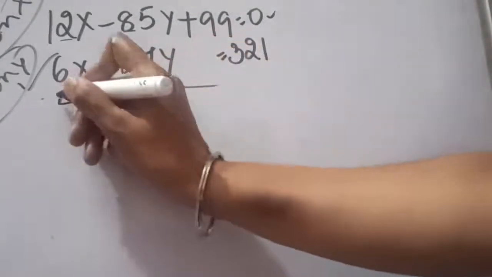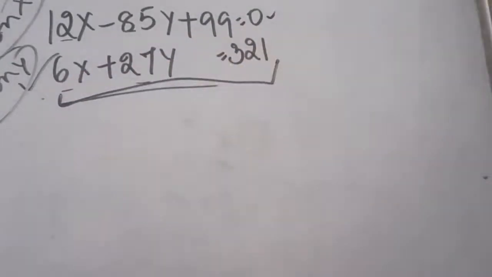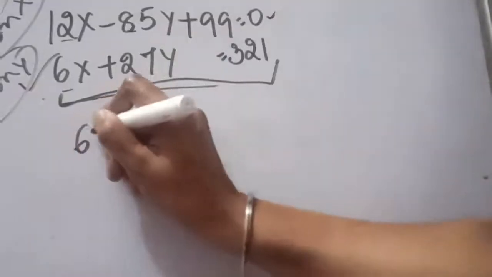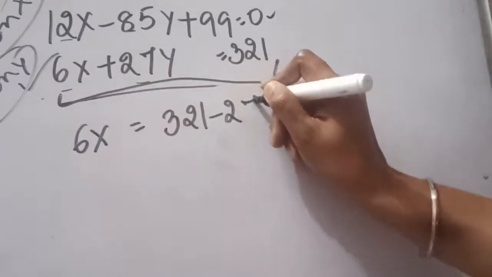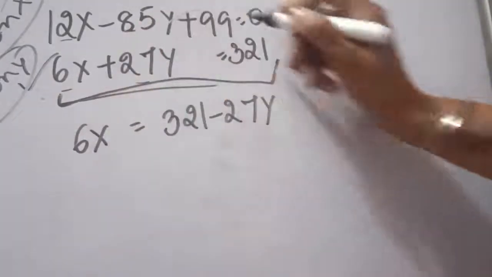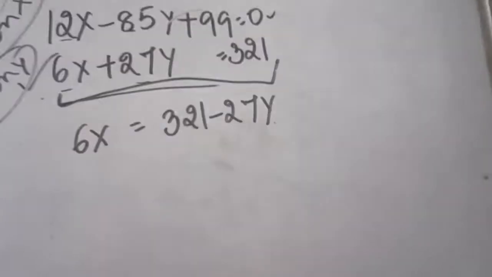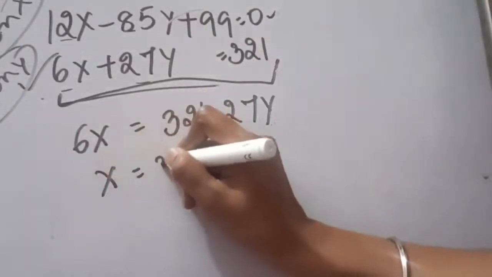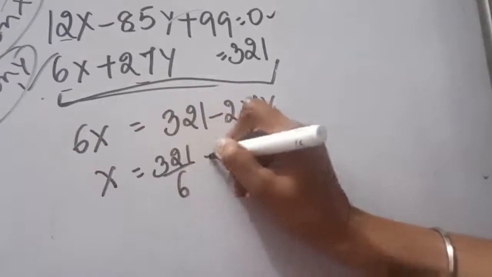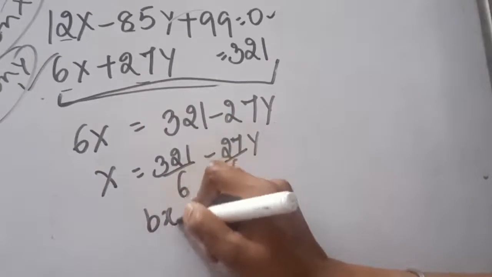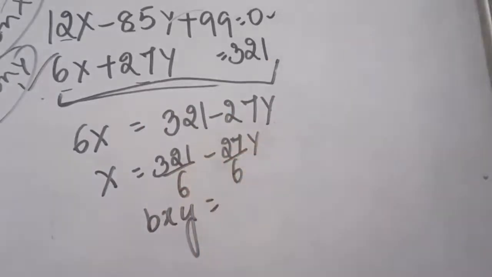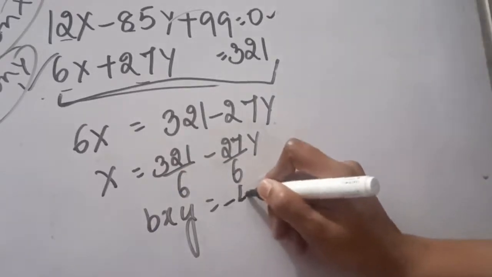So now this equation is x on y. If this equation is x on y, x should remain on the left hand side, rest everything should go on the right hand side. So x is on the left hand side, I have taken 27y on the other side. So now x is 321 upon 6 minus 27 upon 6y. So from here we will get bxy because this is the x on y equation. So what is the value? 27 by 6 is minus 4.5.